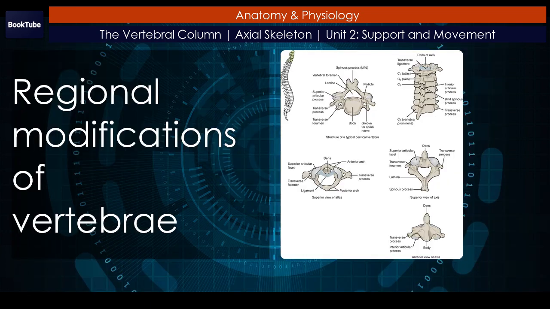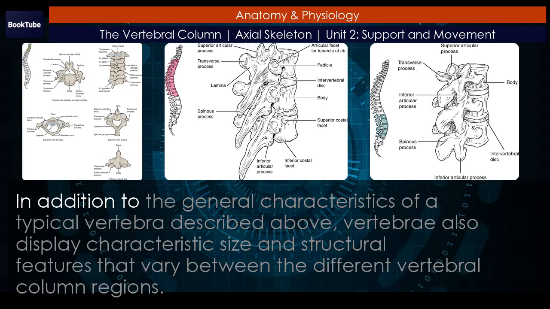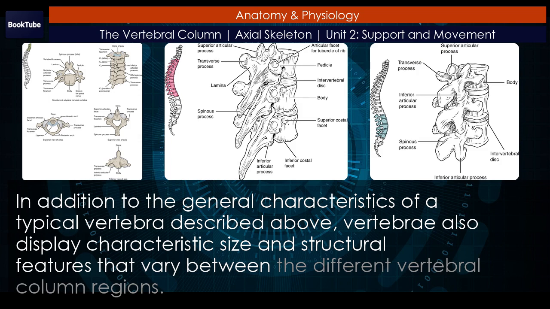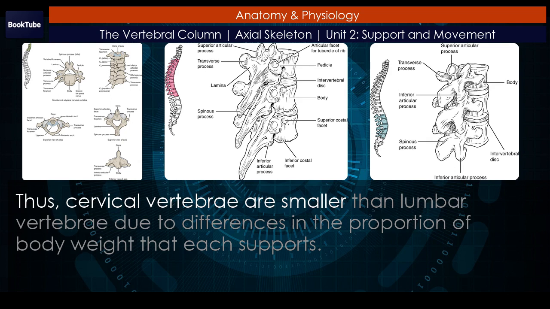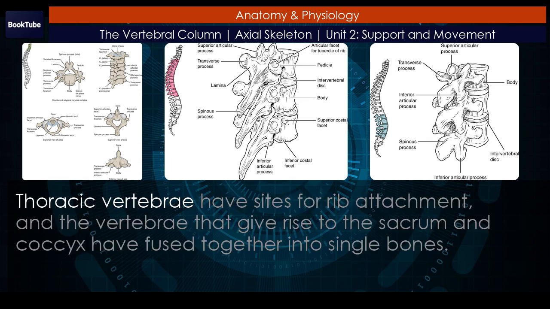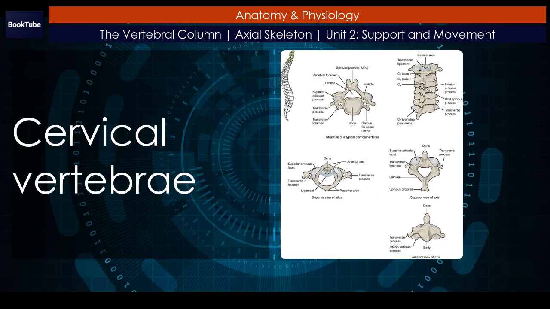Regional modifications of vertebrae. In addition to the general characteristics of a typical vertebra described above, vertebrae also display characteristic size and structural features that vary between the different vertebral column regions. Thus, cervical vertebrae are smaller than lumbar vertebrae due to differences in the proportion of body weight that each supports. Thoracic vertebrae have sites for rib attachment, and the vertebrae that give rise to the sacrum and coccyx have fused together into single bones. Cervical vertebrae.